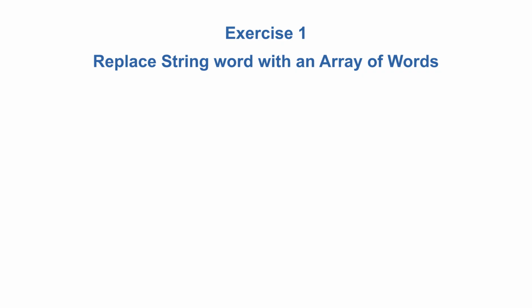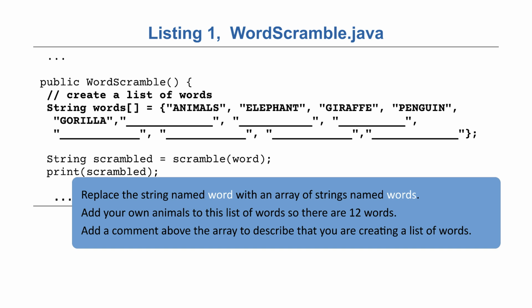Exercise 1. Replace string word with an array of words. Pause the video if you need more time in any of these exercises. If you want to see how I would complete any of the listings, please refer to the completed listings at the end of this video. Replace the string named word with an array of strings named words. Then add your own animals to this list of words so there are 12 words. Finally, add a comment above the array to describe what you're creating is a list of words. This will cause a syntax error in the program.